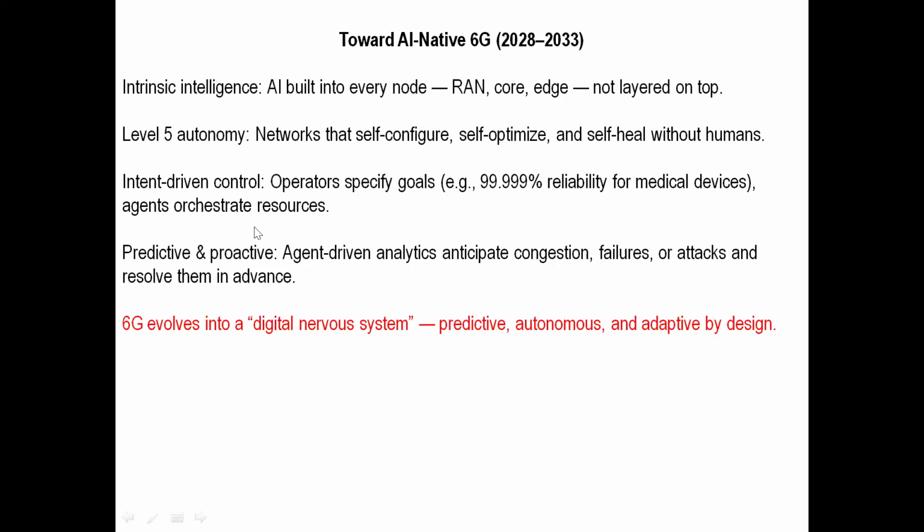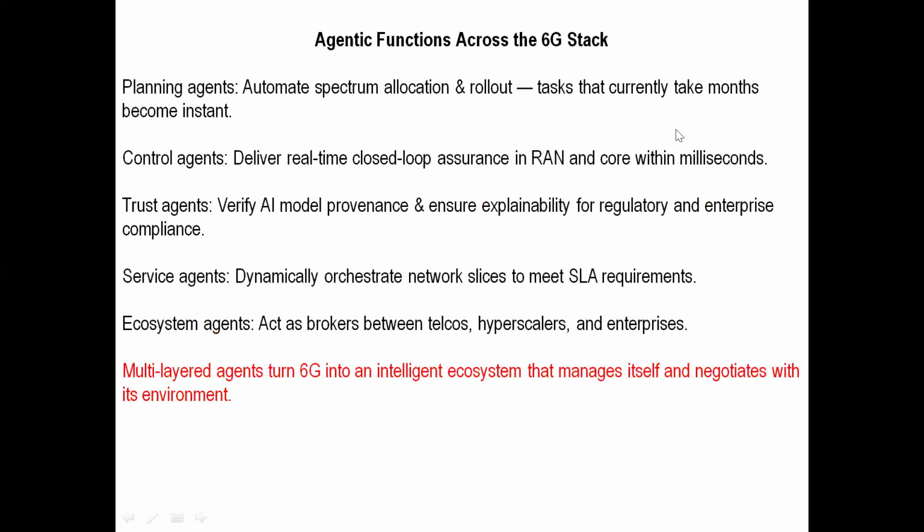What you think about in agentic AI, predictive, autonomous, and adaptive by design, will be very common terms in this area. Okay, so then we can think about what kind of new agentic AI will be implemented in the traditional telecommunication area. You can think about it in terms of planning and control, trust, service, and ecosystem.